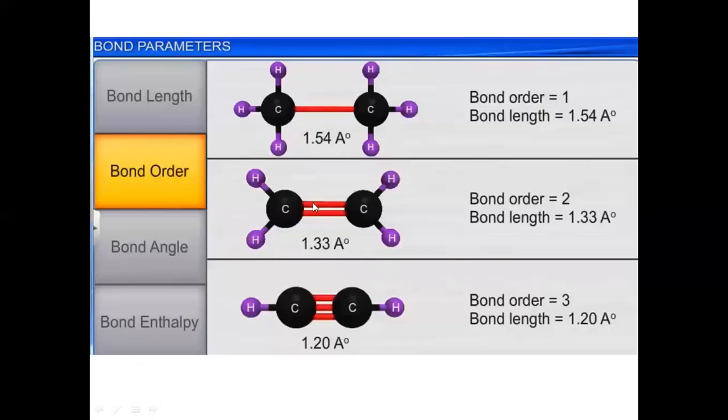From the bond order we are able to understand whether it is saturated or unsaturated. What is unsaturated? Here is the triple bond. In that, only one bond is strong, that is a sigma bond, and the other 2 bonds are weak, that is a pi bond. In the double bond, one is a sigma bond and one is a pi bond. The pi bond is weak, so we can break it easily.